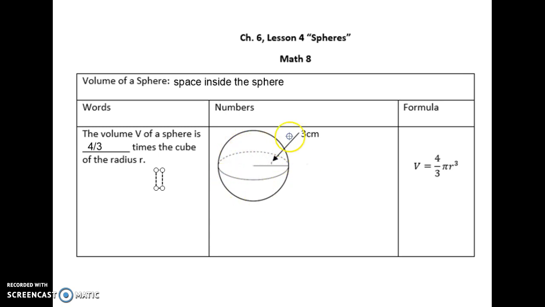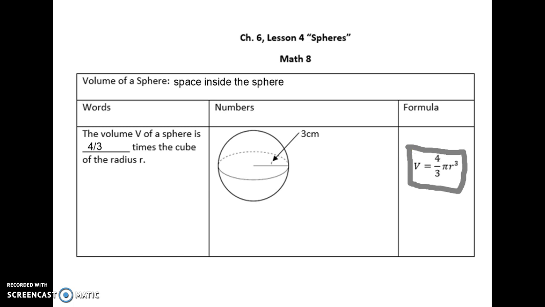In this picture of this sphere right here, we can see that the radius, which is the distance from the center of the sphere to any edge, is 3 centimeters. So what we're going to do is use this formula right over here, where volume is equal to 4/3 times pi times the radius cubed. So really all we have to know in order to solve this is what the radius is. In this case, we know what the radius is.